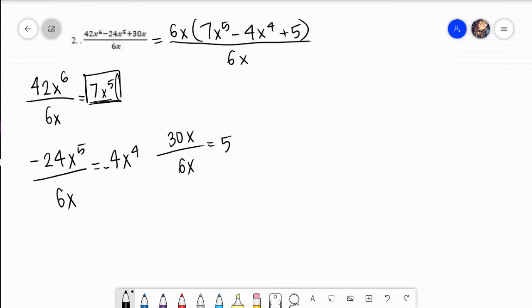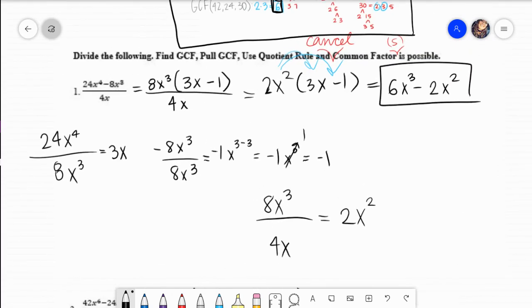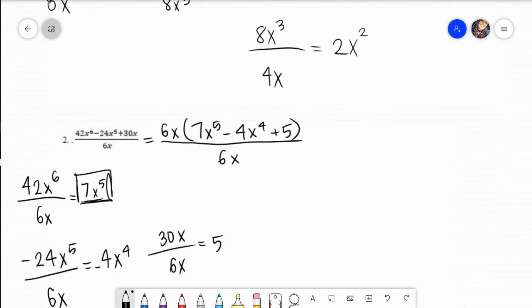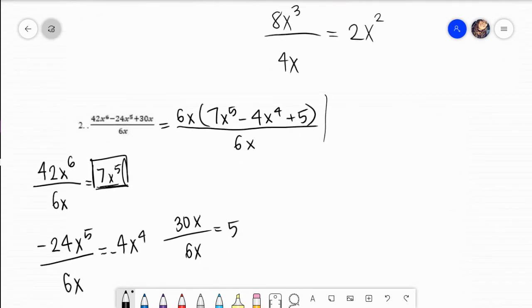Okay, so now if you look at the directions, it was find a GCF, pull the GCF out. That's what we did, right? That's the actual dividing part. So let's pull that GCF out of each term. Use the quotient rule. That's what we're doing whenever we're pulling a GCF out. Then it says, and cancel common factors if possible. Up top, it's this 6x times that set of parentheses, that's multiplication. And at the bottom, all I have is 6 times x, that's multiplication. Because of that, I actually can cancel these factors.